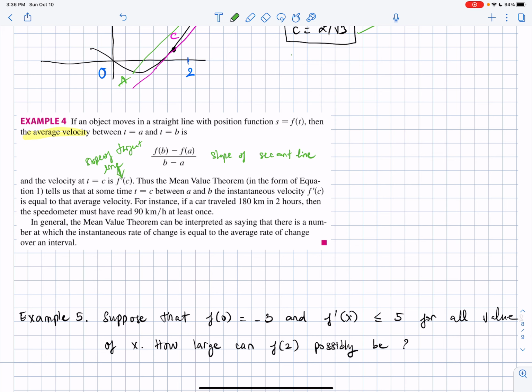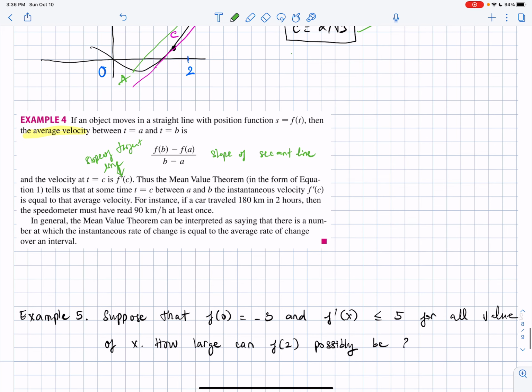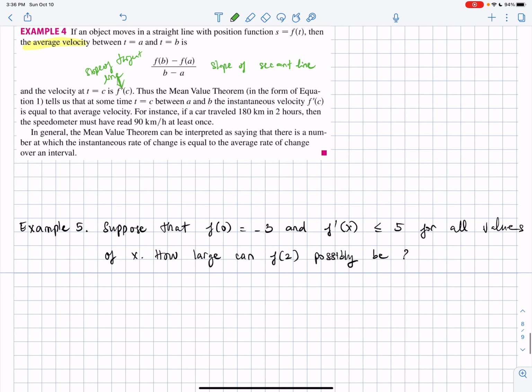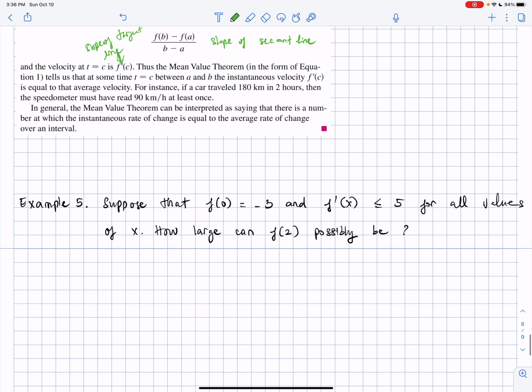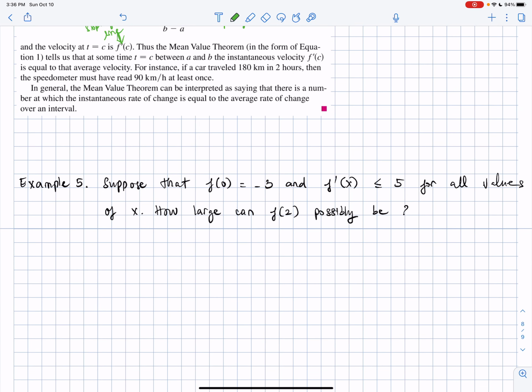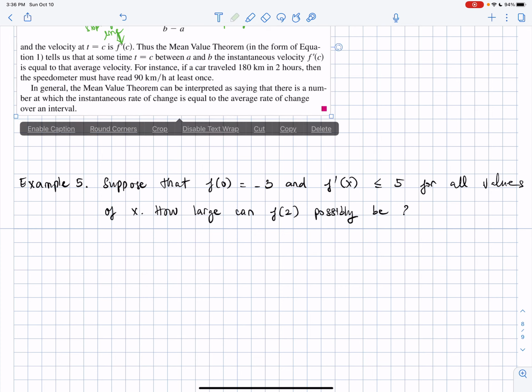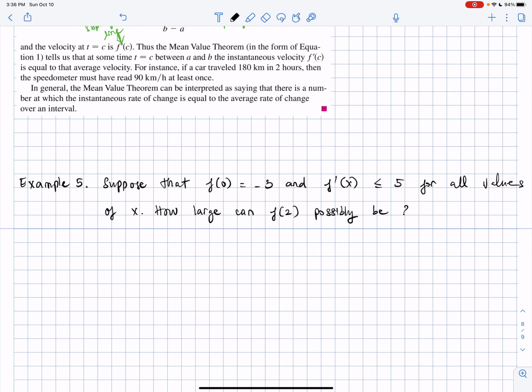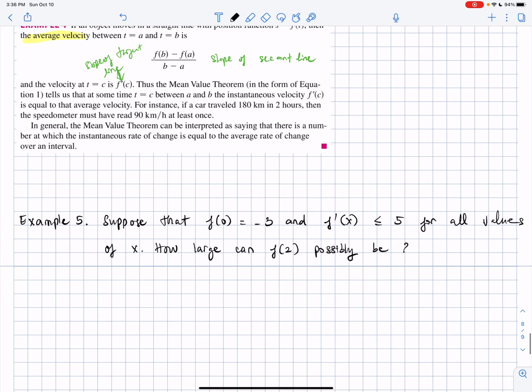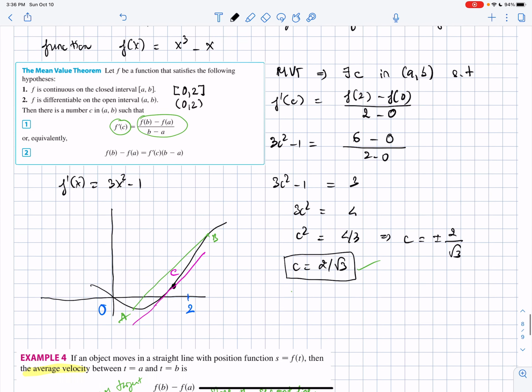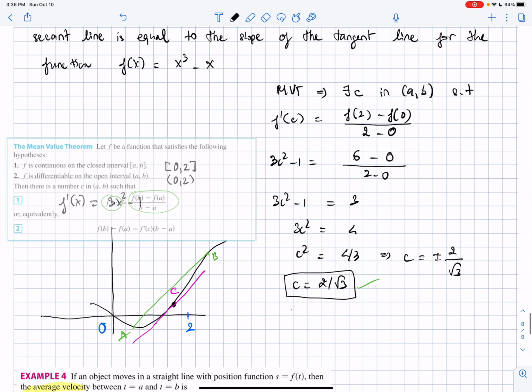Example number 5. Suppose that f of 0 equals negative 3 and f prime of x is less than or equal to 5 for all values of x. How large can f of 2 possibly be? We do not know the function f of x, but we try to use the mean value theorem in this problem. So let's bring down the mean value theorem.